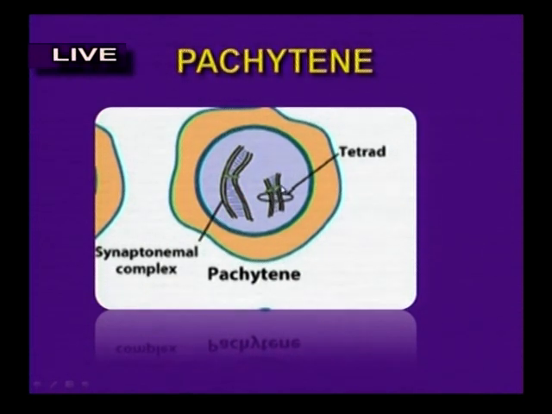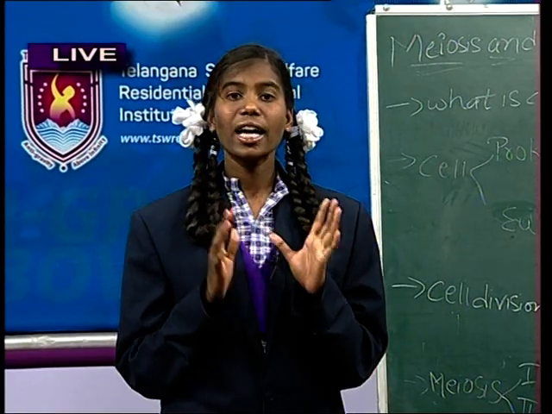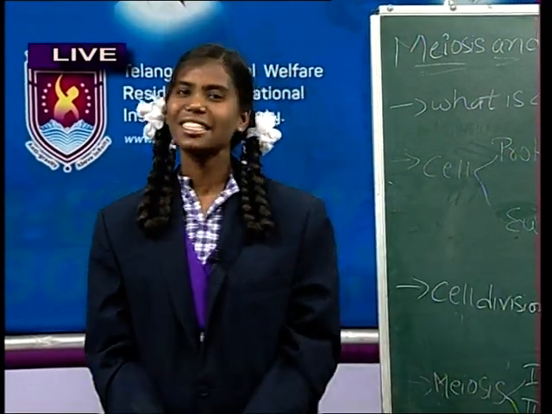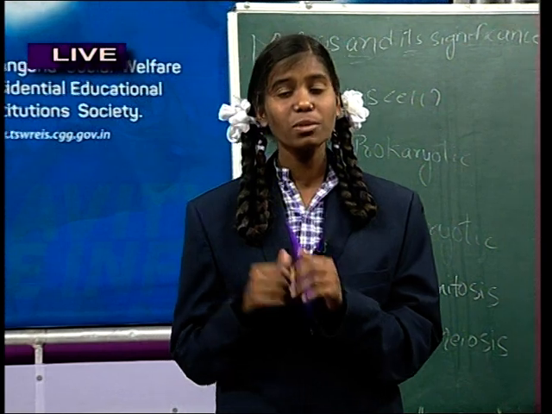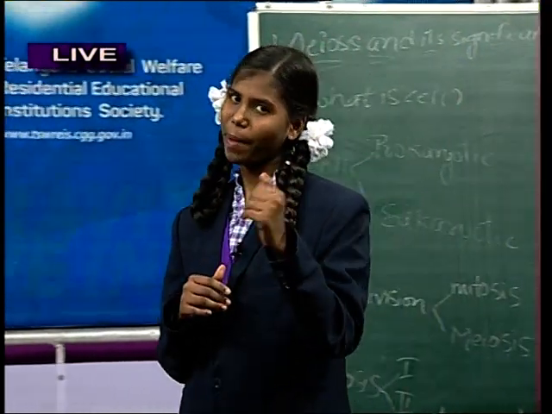And we know that crossing over is an enzyme mediated process. The enzyme involved in this process is called recombinase. Listen carefully friends, this crossing over is an enzyme mediated process, and the enzyme involved is called recombinase. The recombination between the homologous chromosomes ends in pachytene.